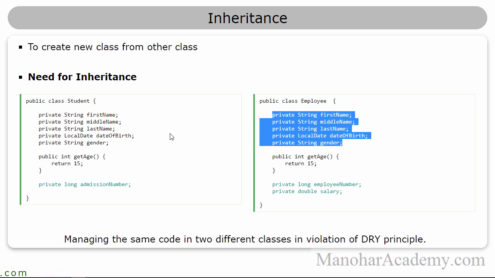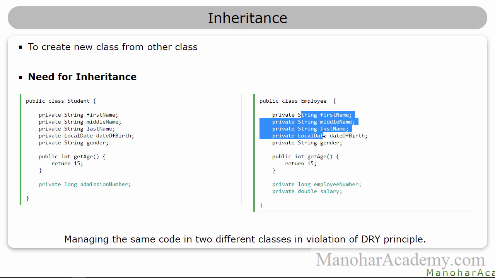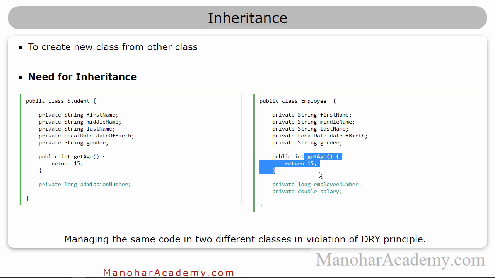If you see here, the student class and employee class look almost similar, except the student has an admission number and the employee has an employee number and salary. If we think further and see why they have the same fields, that is because these are the personal details of the student, and these are the personal details of the employee. So basically, a student is a person, and an employee is also a person. That is the reason they have the same fields and same methods, something like getAge.